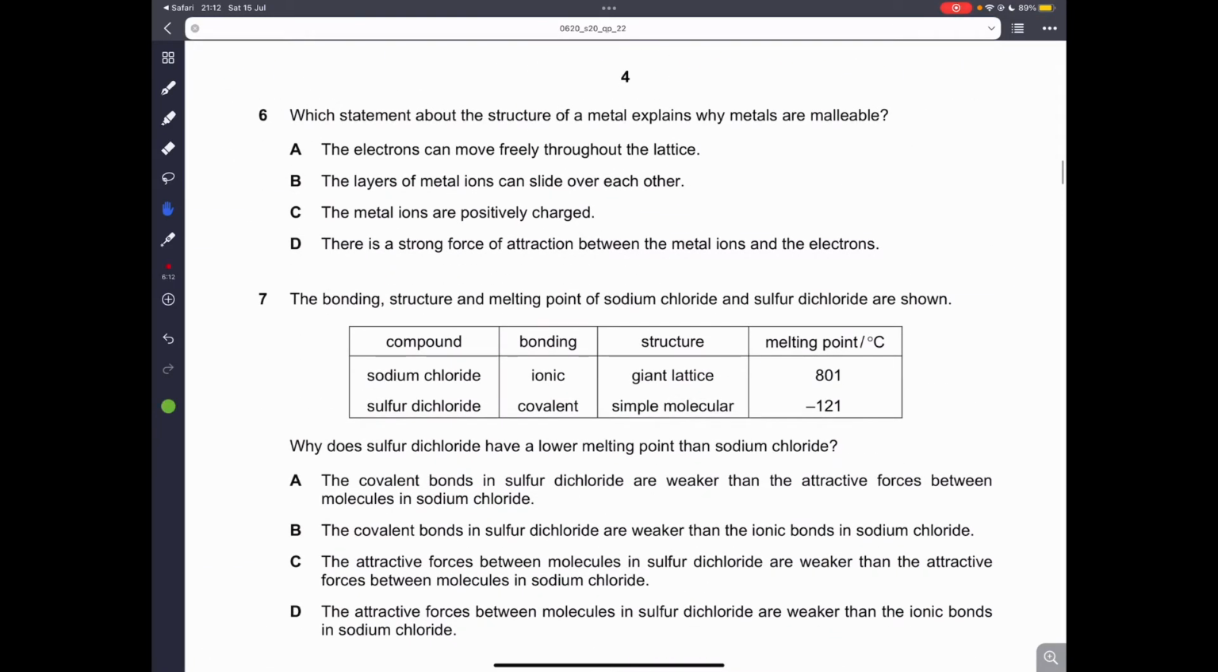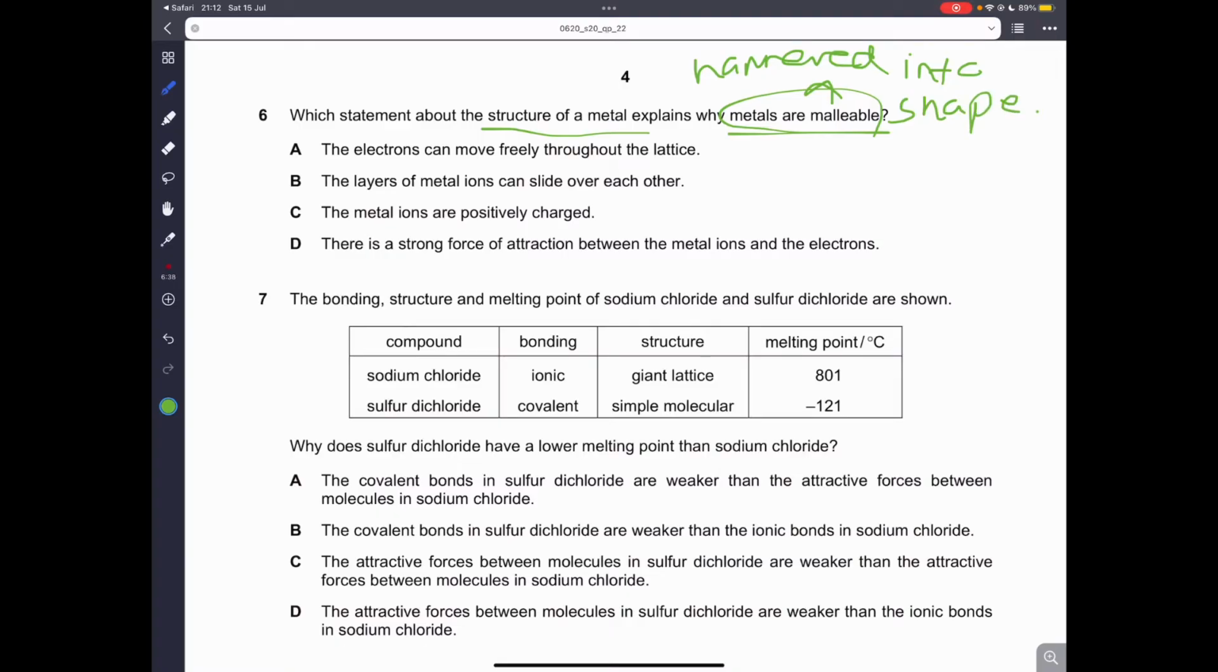Question number 6. Which statement about the structure of metal explains why metals are malleable? Remember, malleable, you have to learn the definition. It is the ability of a metal so that it can be stretched. Basically, it can be hammered into shape. You have to get this definition, hammer into shape.